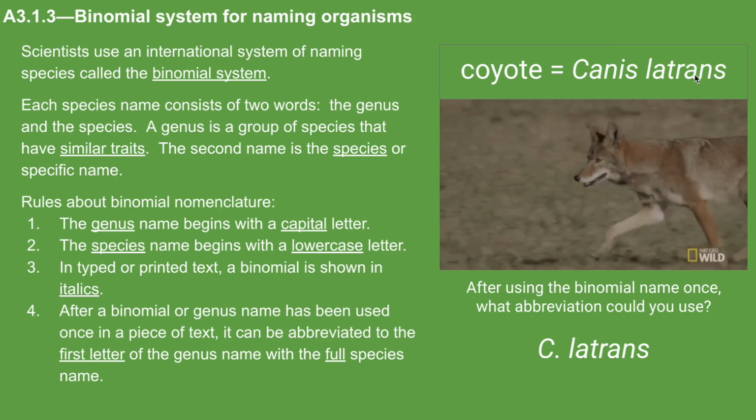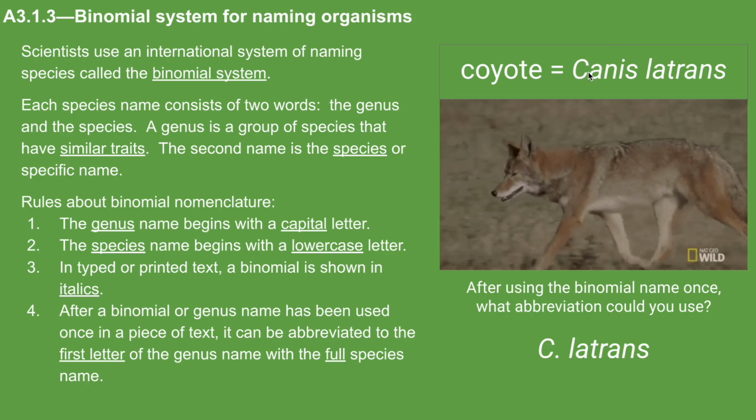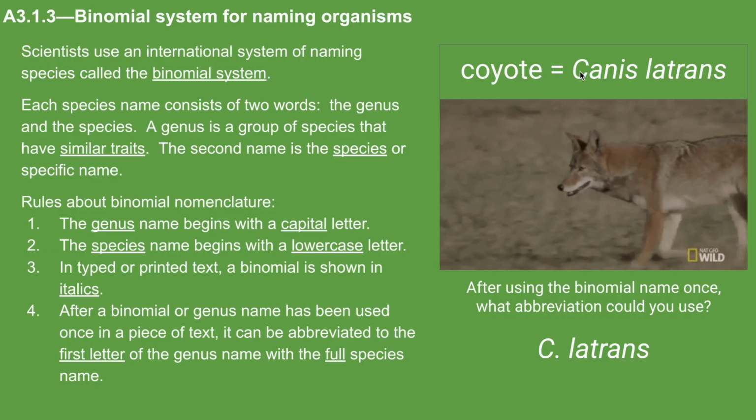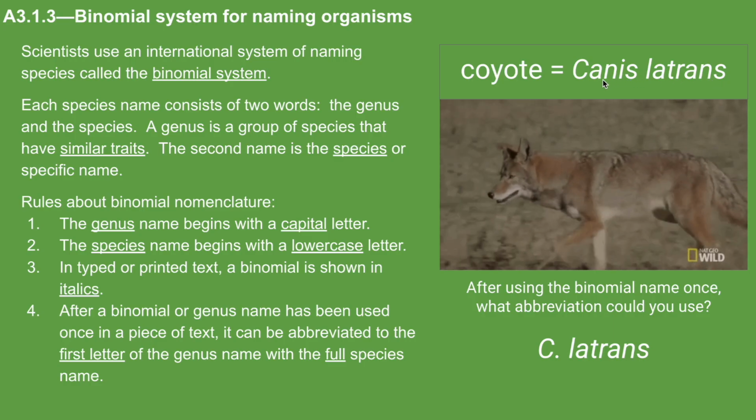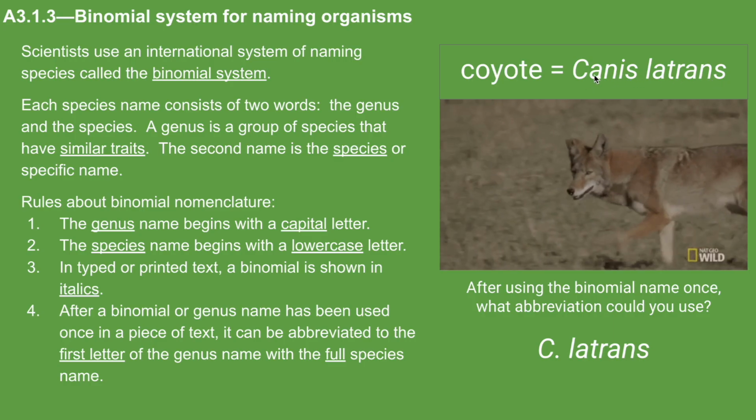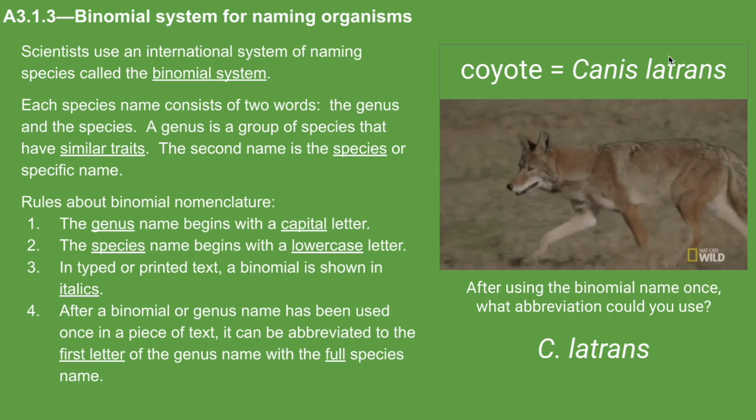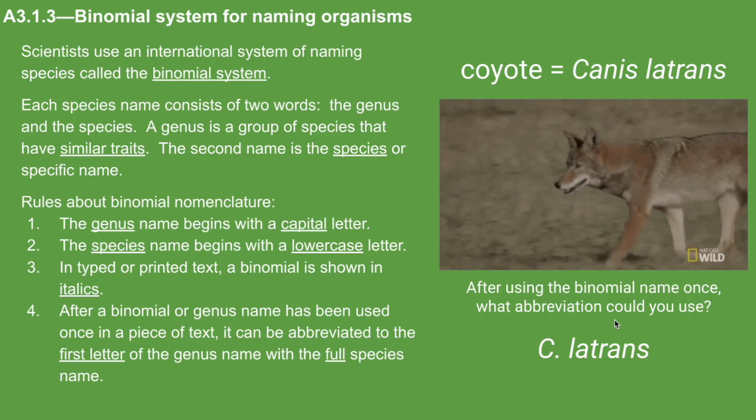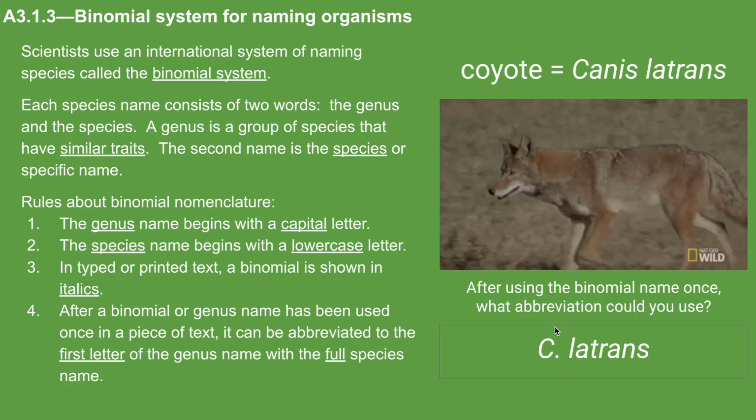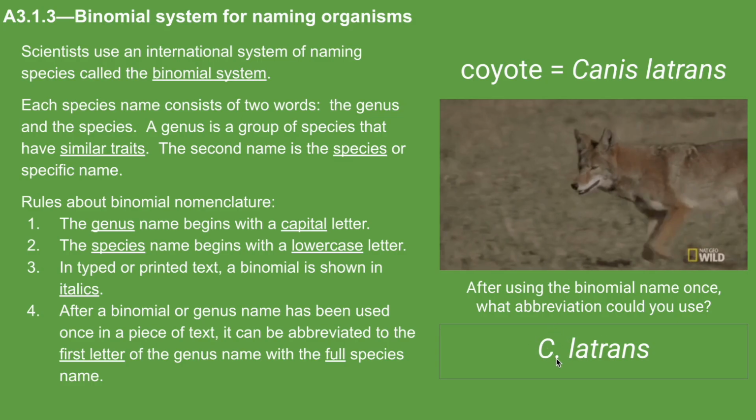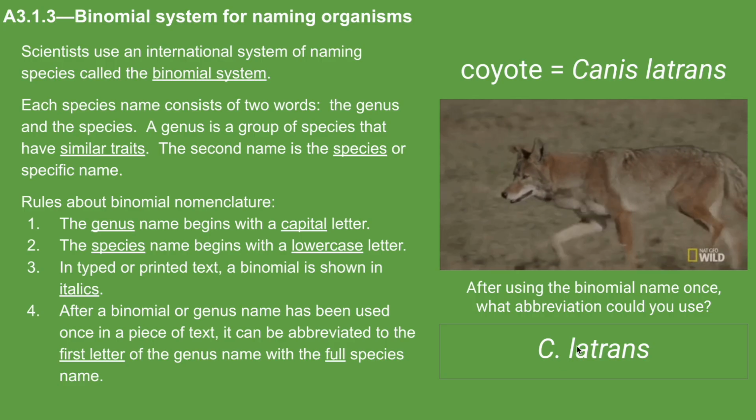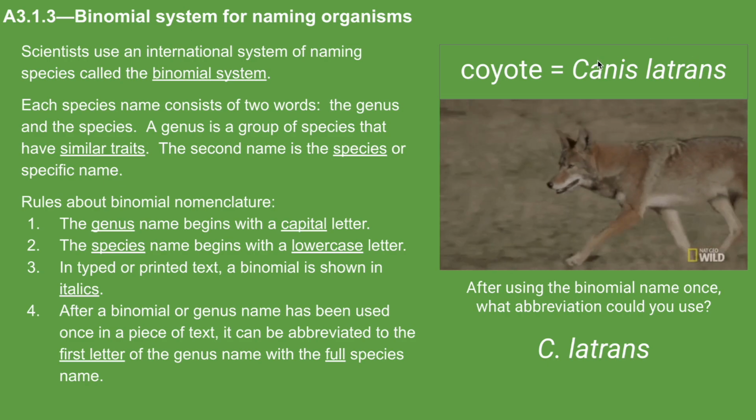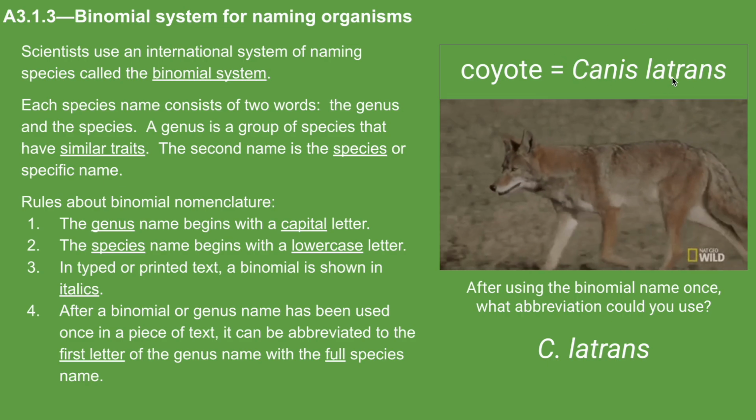Now, when we write out this binomial name, we always capitalize the genus. We always lowercase the species. When it's typed or printed, we always italicize both words. And lastly, once both words are used one time in a document, written out completely, we can then use a shortened form where we just take the genus name and use that first letter as an abbreviation. So we can just write C. latrans when we're talking about coyotes after both Canis and latrans were used one time.